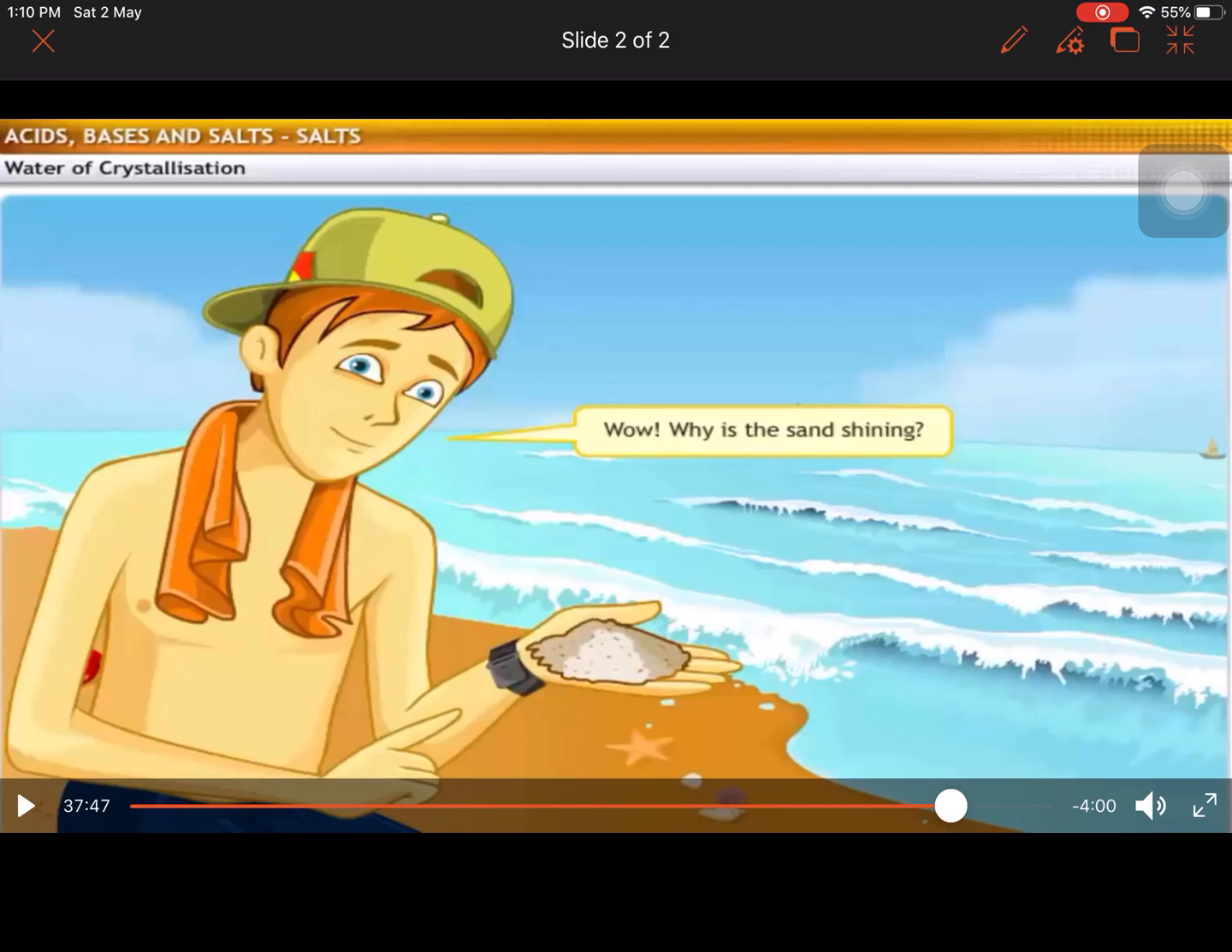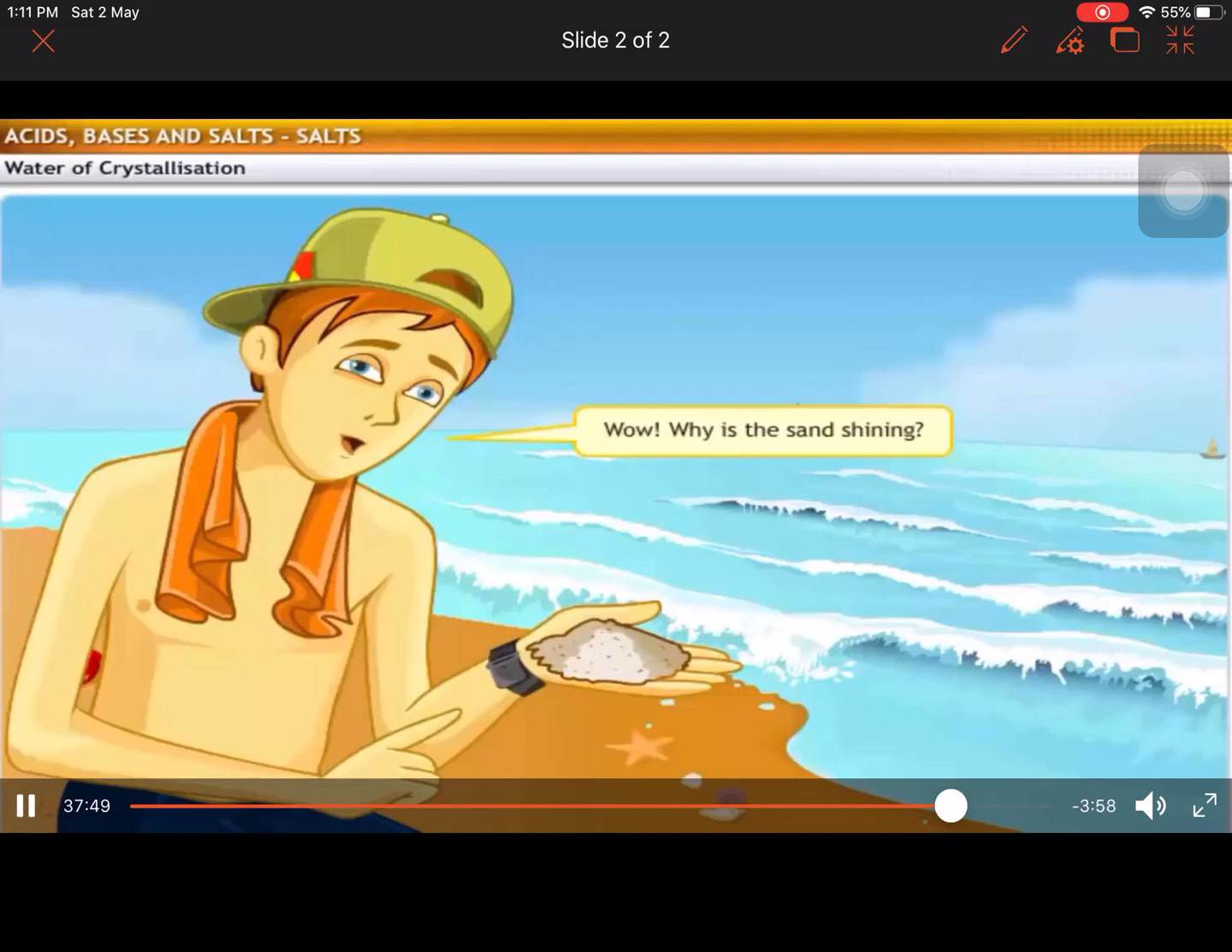As you have seen, copper sulfate, CuSO4.5H2O, means copper sulfate pentahydrate, and the .5H2O is the water of crystallization. So why is the sand shining? That is my question. Water of crystallization is responsible for this shining. Okay, let's get started with the video and animation.